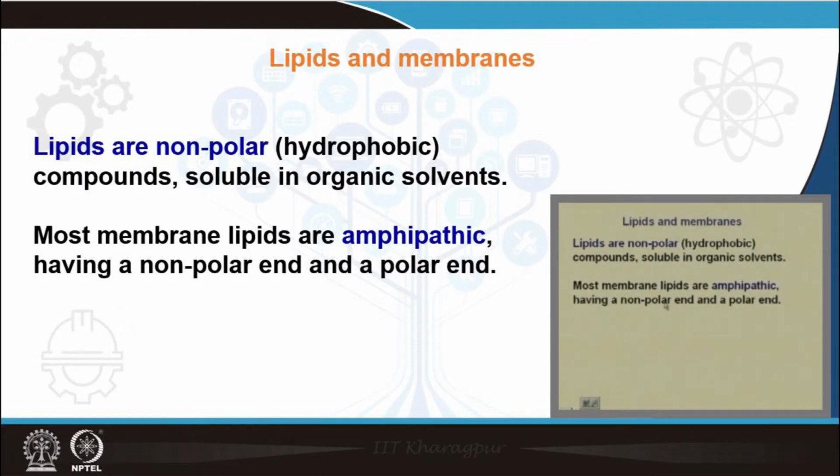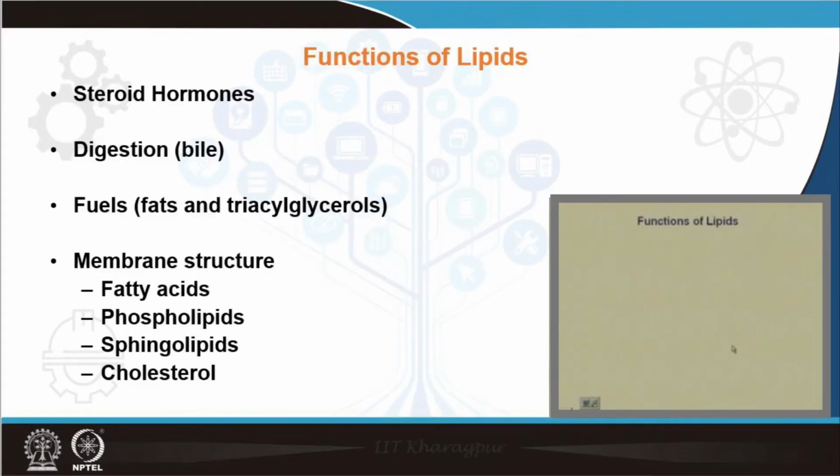Now, the membrane lipids that we talk about are what are called amphipathic in nature. What do we mean by amphipathic? It means that it has a non-polar end and a polar end to it. The non-polar end arises due to definite chemical moieties, definite groups, and the polar end again arises due to some other groups that are present.